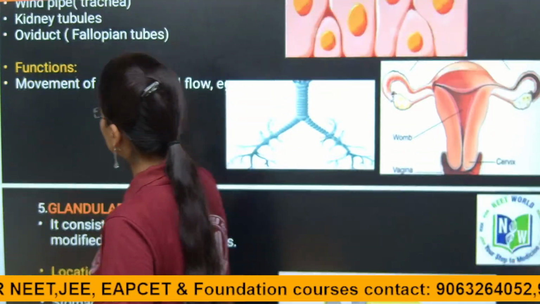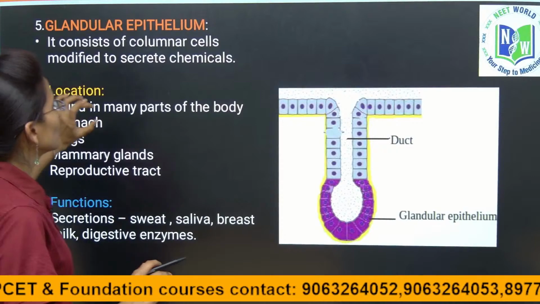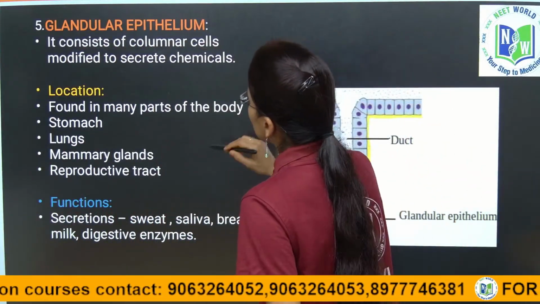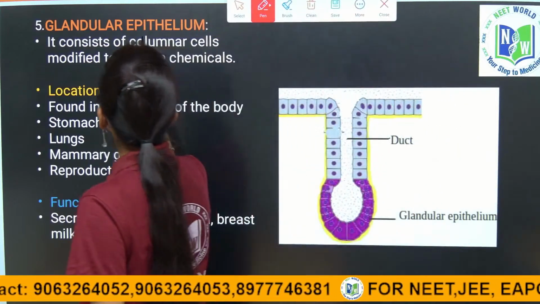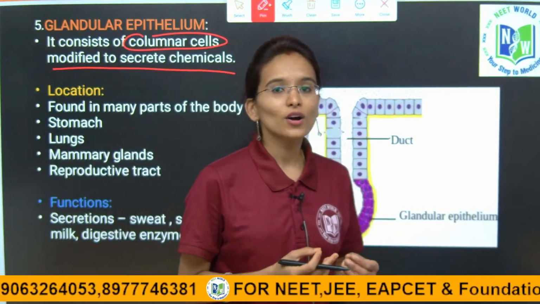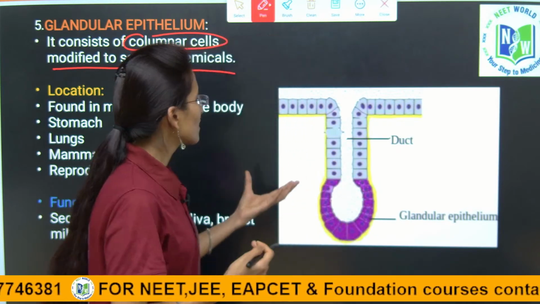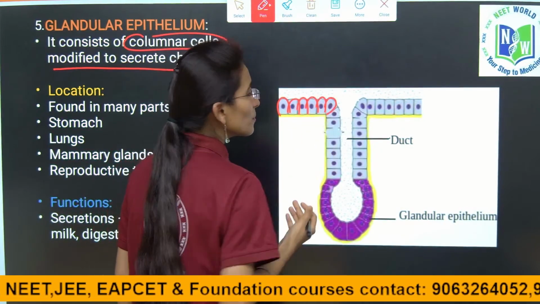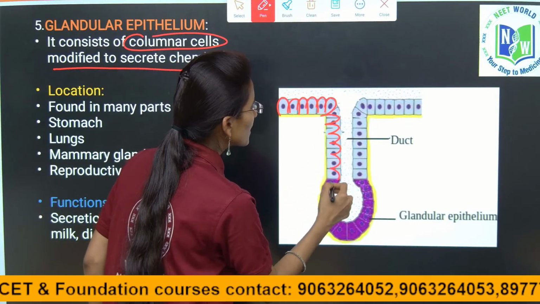And next one, after ciliated epithelium, the fifth type of tissue is glandular epithelium. Here it consists of columnar cells which are modified to secrete chemicals. What are glandular cells? Cells which release some chemical substances. Here these are the columnar cells. The columnar cells are going to be modified, and they are going to create a tube-like structure.